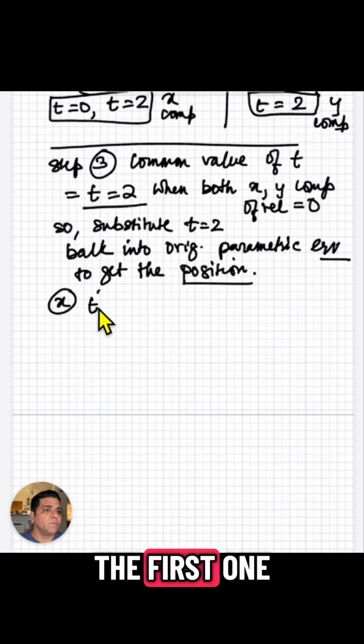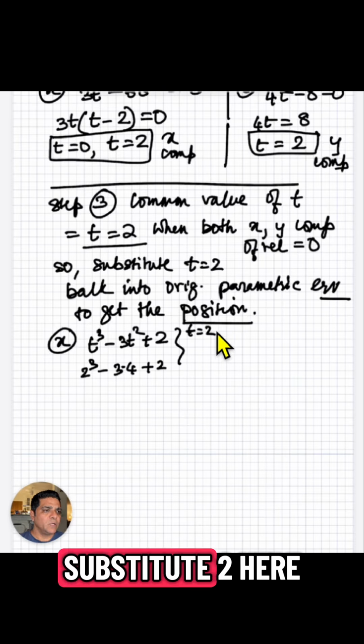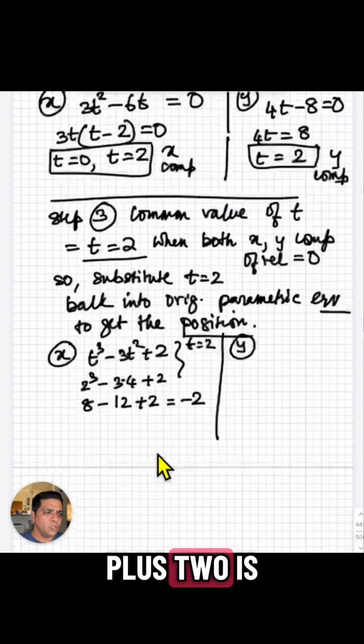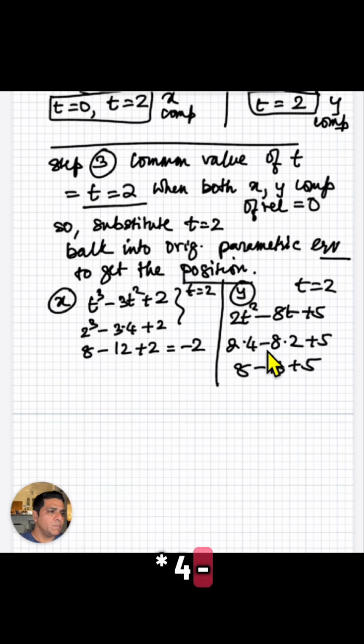The first one was t cubed minus 3t squared plus 2, and we substitute 2 here, so that's 8 minus 3 times 4, which is 12, plus 2, equal to negative 2. And for the y, we substitute 2: 2 times 4 minus 8 times 2, so that's 8 minus 16 plus 5, which is negative 3.